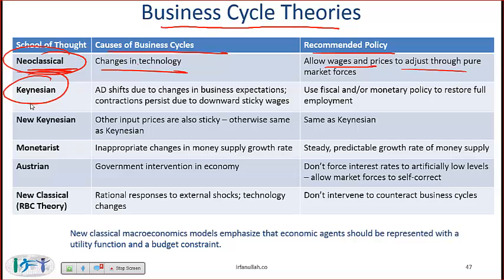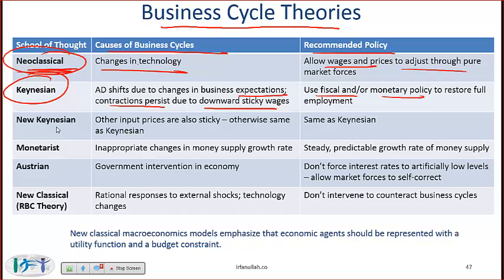Then we have the Keynesian school of thought. According to this school of thought, aggregate demand shifts due to changes in business expectations. Contractions persist due to downward sticky wages. Downward sticky wages means that people are not very comfortable with lower wages. The recommended policy is to use fiscal policy and monetary policy to restore full employment. According to Keynesians, if we do not use these policies, then the economy might remain stuck in a recession for a very long time.